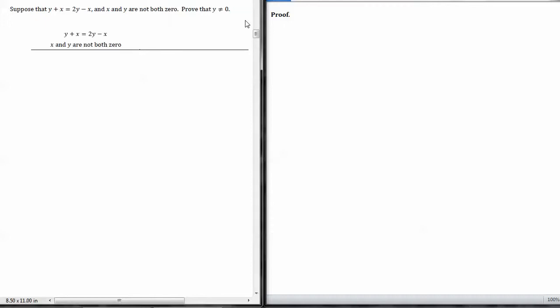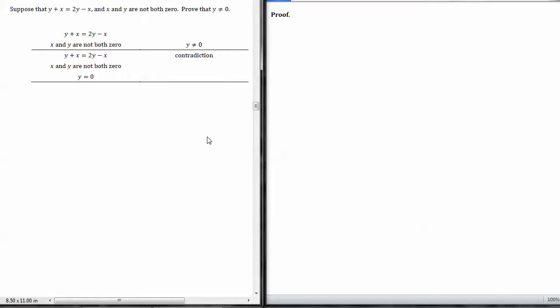Here are our two givens, and our goal is y not equal to 0. And because this is a negation of the statement y equals 0, proof by contradiction is not a bad idea to try. Okay, so for that, we will take as given the negation of our original goal, and our new goal is to derive some sort of contradiction.